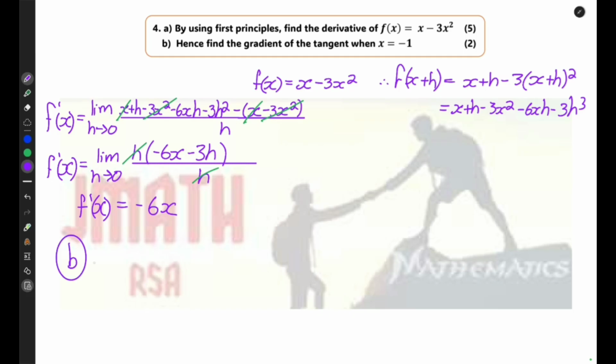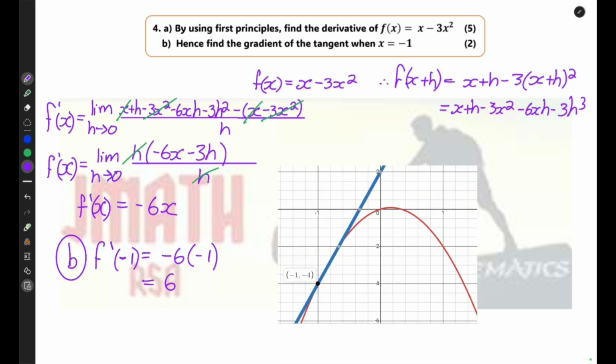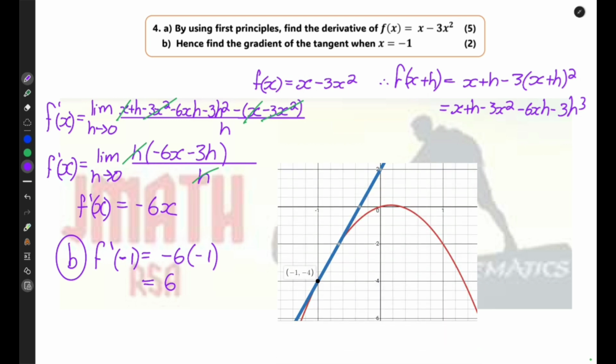So for question B, all I need to write is just the derivative, if I sub in minus 1, would be equal to minus 6 times minus 1, and therefore it would be equal to positive 6. So at the specific point where x is equal to minus 1, the gradient of the tangent would be equal to 6 on this graph.